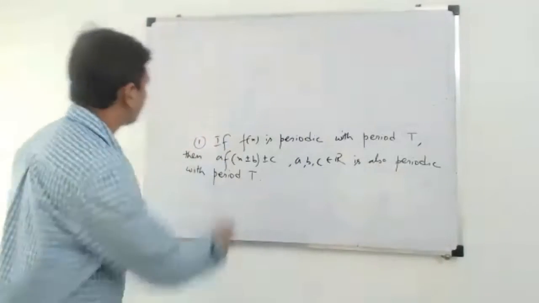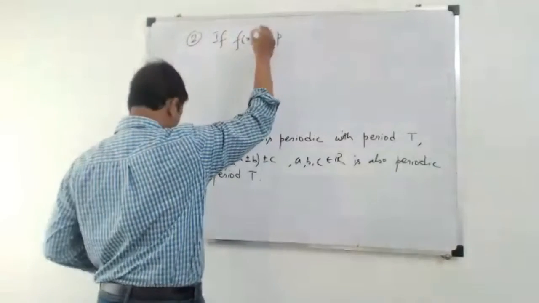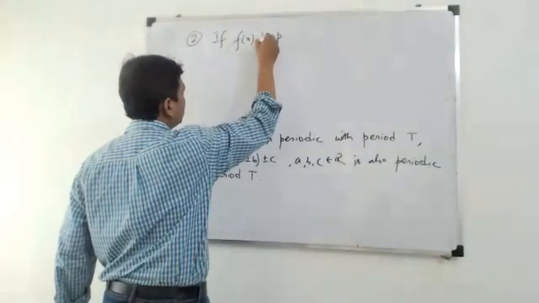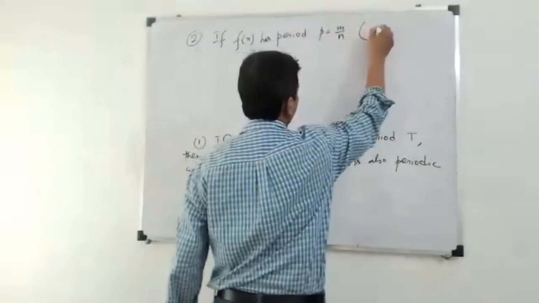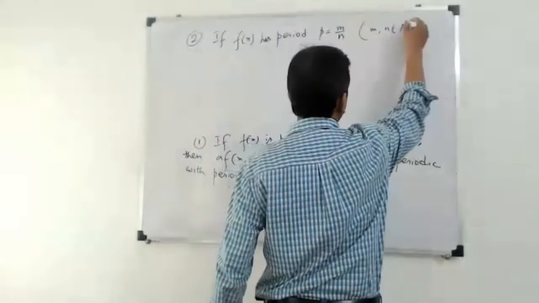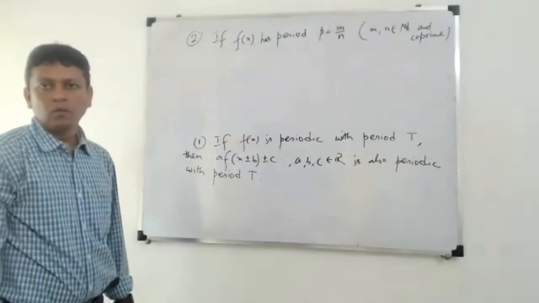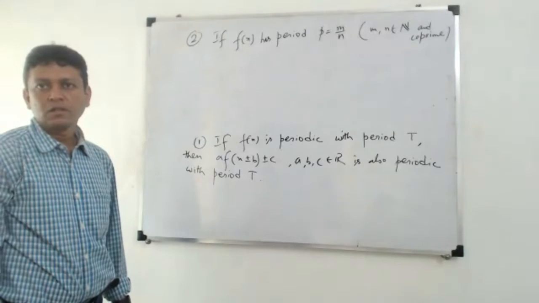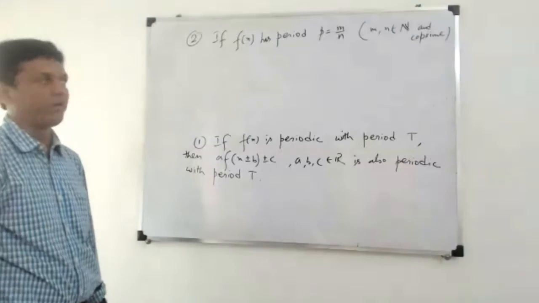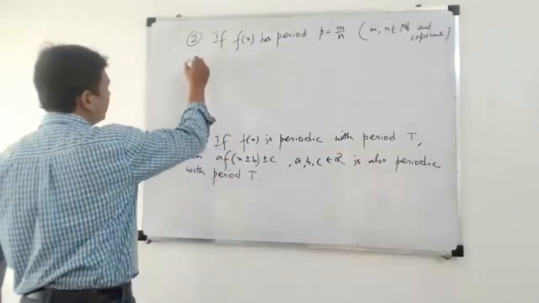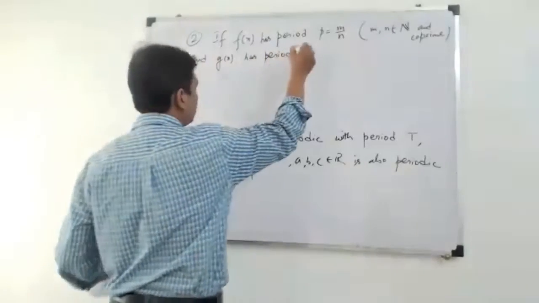I will write number 2. If f(x) has period T equal to m by n, where m and n are natural numbers and co-prime. What do you mean by co-prime numbers? Sir, which are prime among themselves. Yes, that means 2, 3. So the common factor is 1, right? And g(x) has period q equal to r over s.